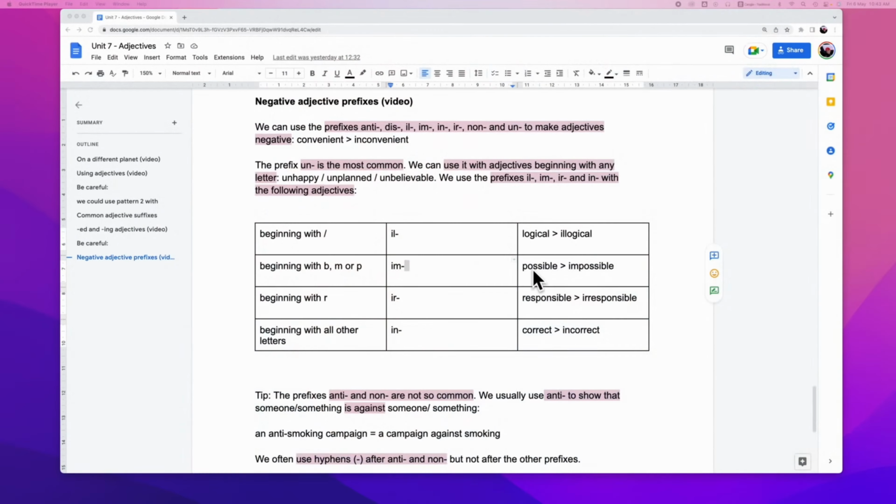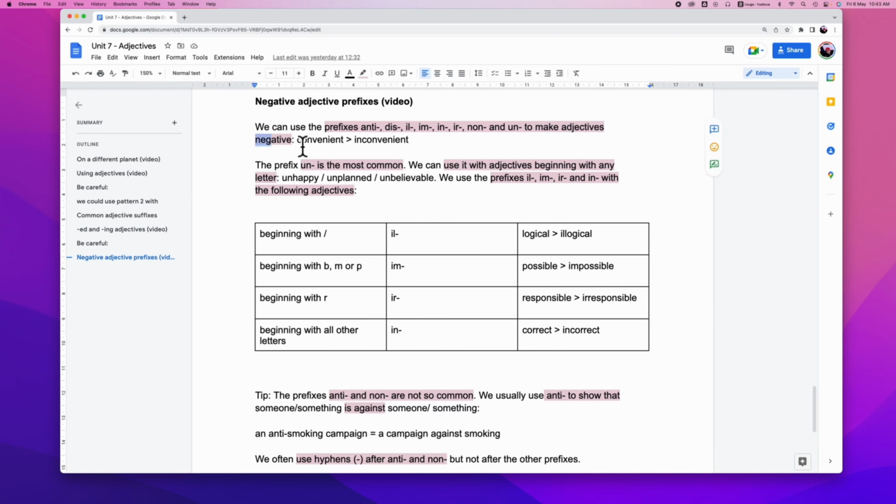Today, we're going to talk about some negative prefixes of adjectives. Let's take a look at the presentation. Negative adjective prefixes. Now, we could use prefixes like anti, dis, non, in, ill. All these are put in front of a word to make adjectives become negative.